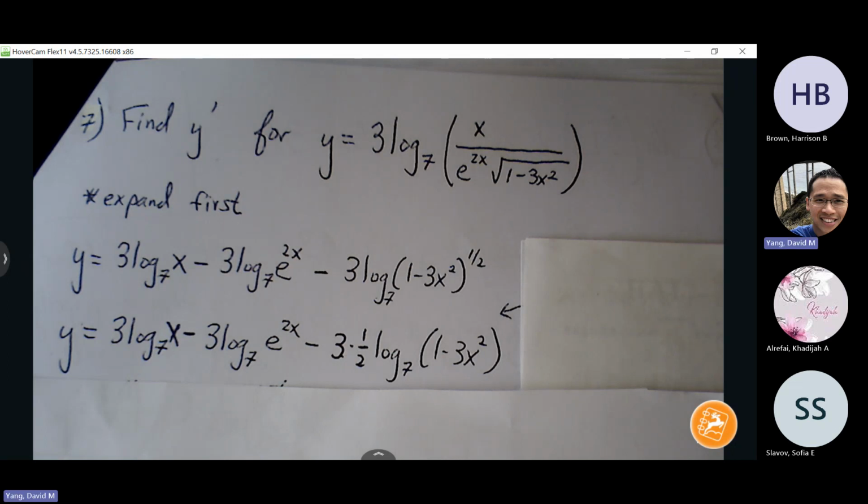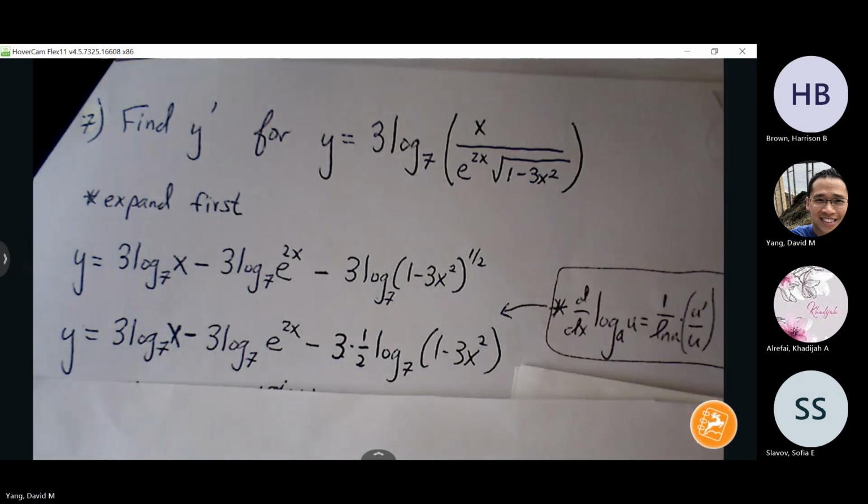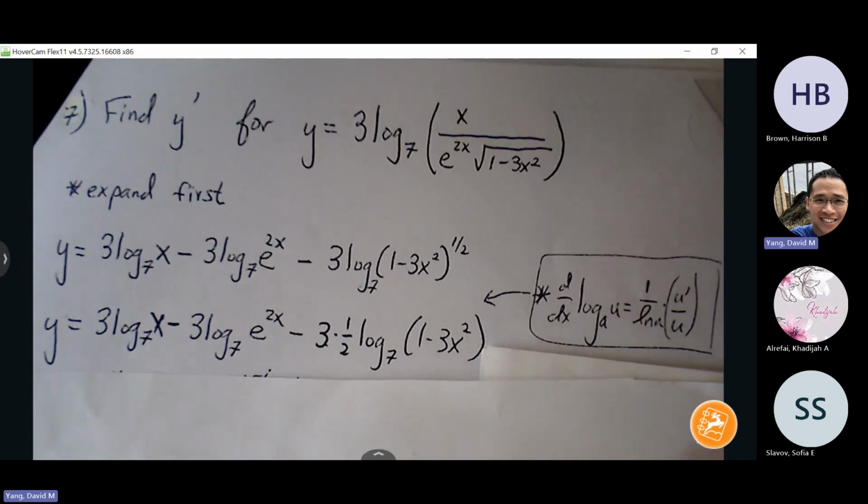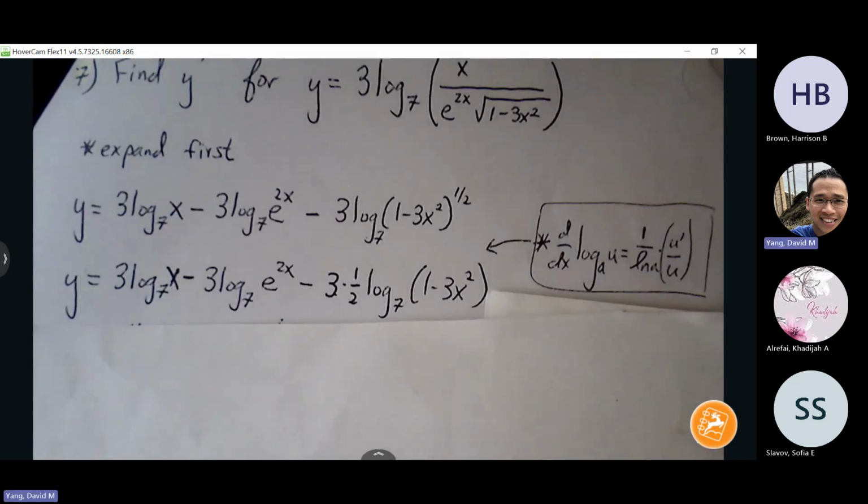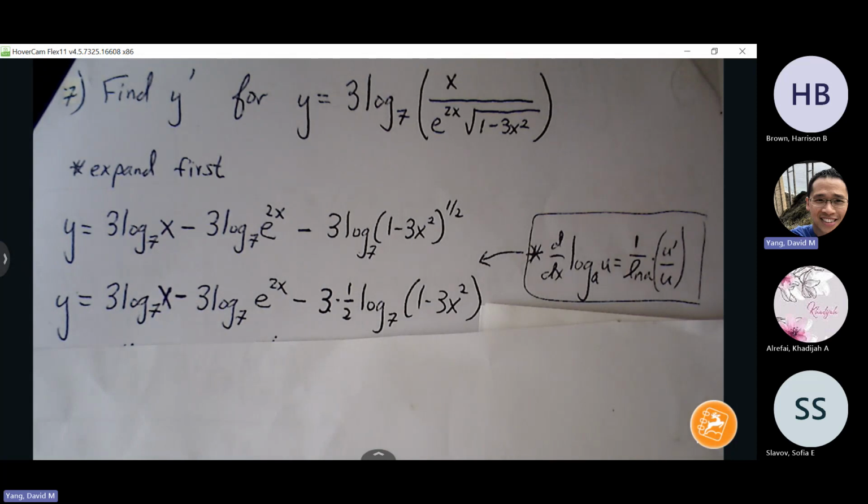And you made it a 1/2 and you brought it over. That's right, that radical is the power 1/2. I brought that 1/2 down. Okay, so now we're ready to apply our derivative rules. Each of them will take on the 1 over natural log of a times u prime over u.